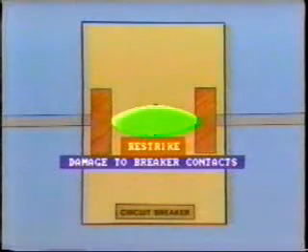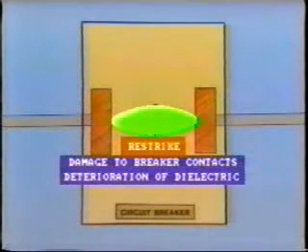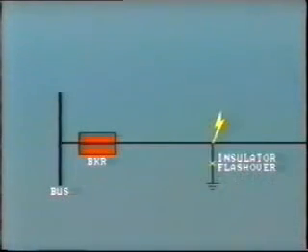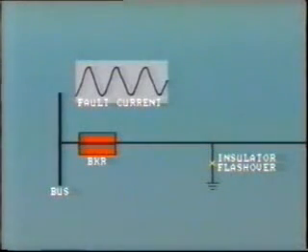It can cause serious damage to the breaker contacts, in addition to deterioration of the oil or gas dielectric. But how can this happen? Well, here's one way. A lightning strike to a phase conductor flashes over an insulator, causing a single line-to-ground fault.